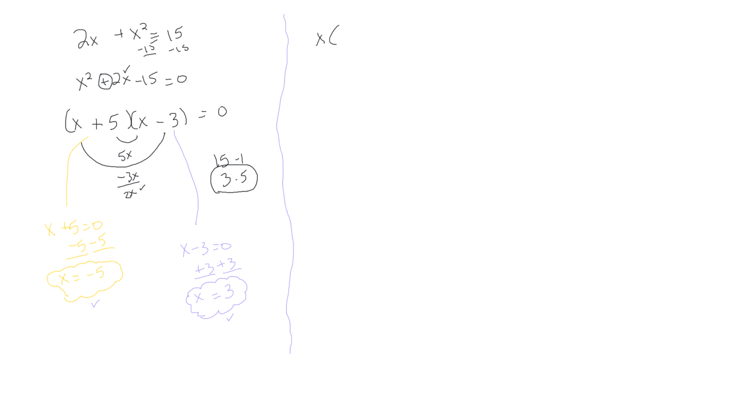X times X minus 4 equals 12. I still need it to be equal 0 on one side. So I'm going to multiply this out. X times minus 4 is minus 4x. Then I'm going to take the 12 to the other side. And equal 0. This should be a review in factoring. We should be pretty nice in factoring by now.